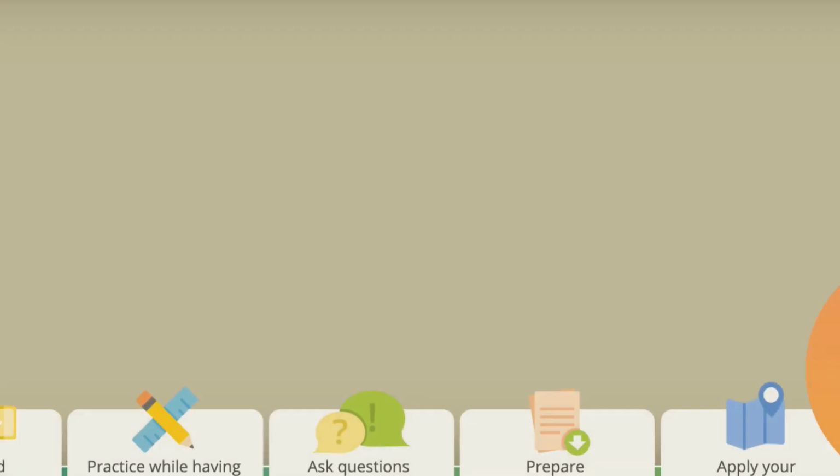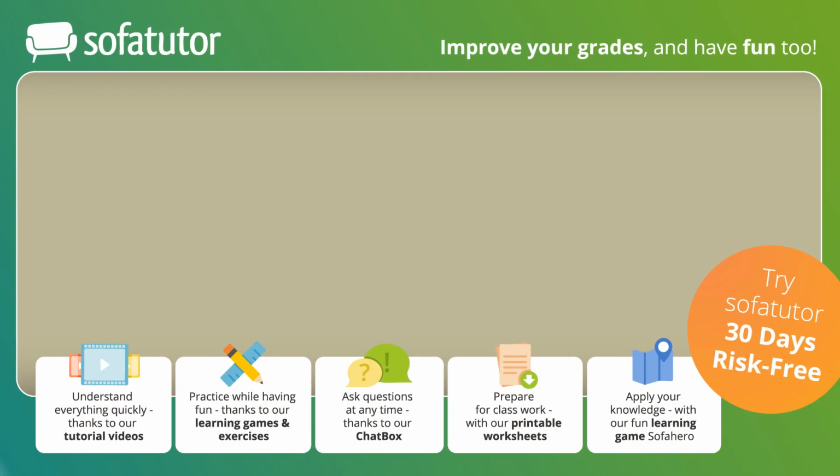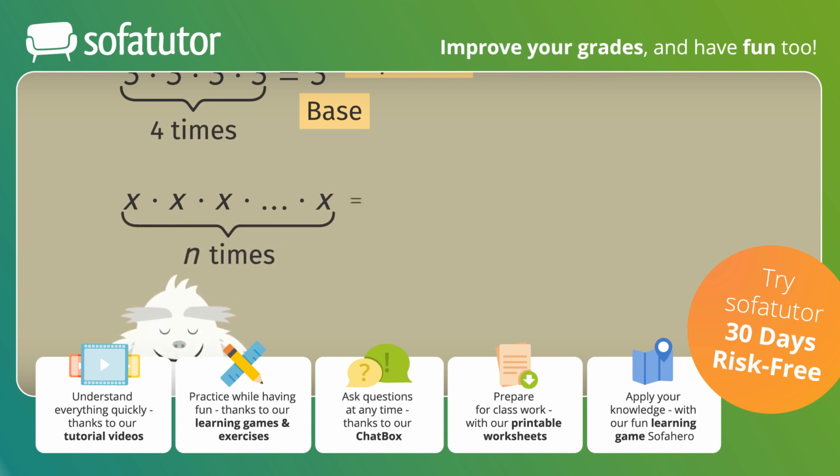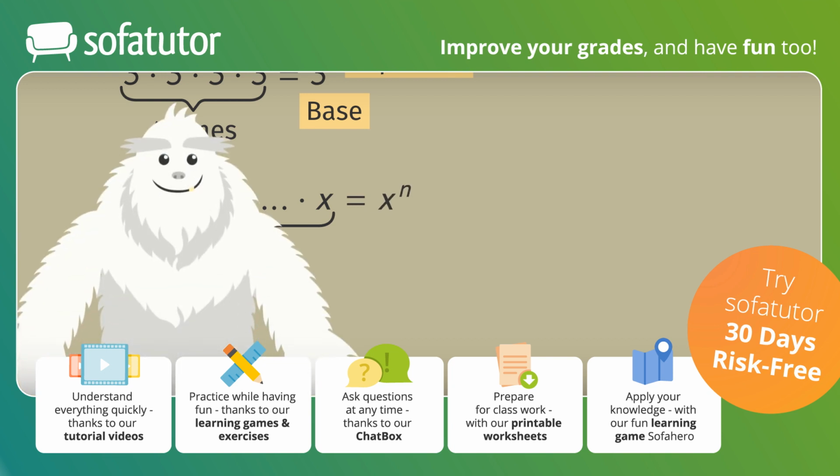Exponential notation is the shortcut we use for expressing repeated multiplication. So we can express 3 times 3 times 3 times 3 as 3 to the 4th power. 3 is the base. It's the number which is repeatedly multiplied. 4 is the exponent. It's the number of 3's that were multiplied. In general, given any number x multiplied n times, we can write the result as x to the nth power.